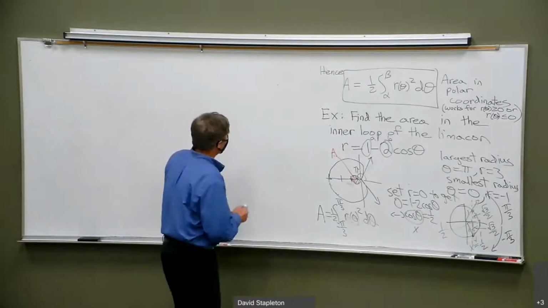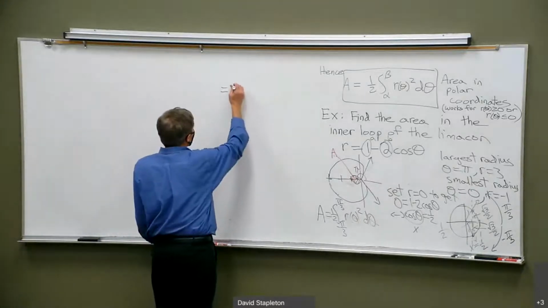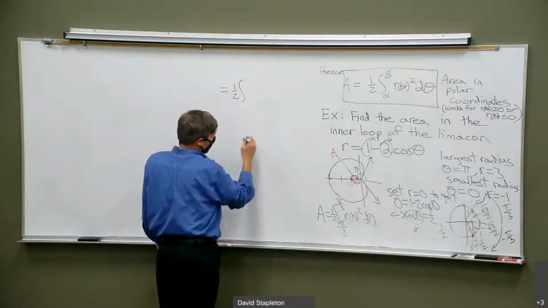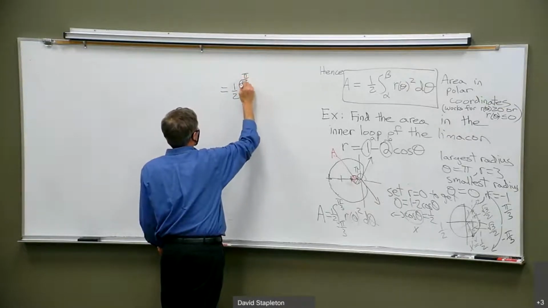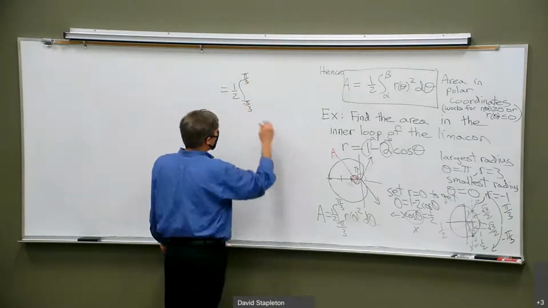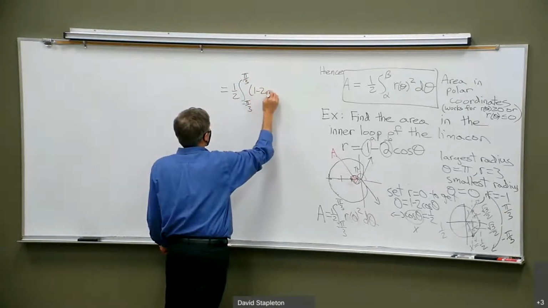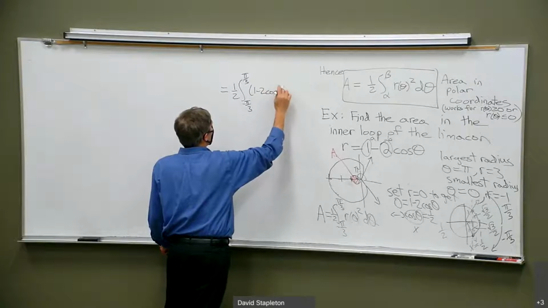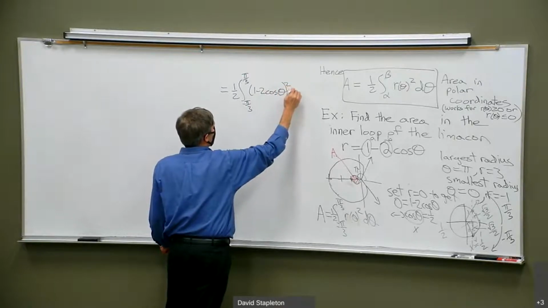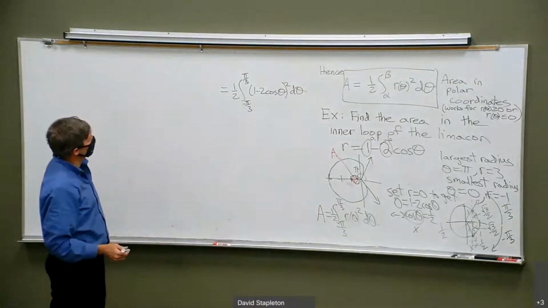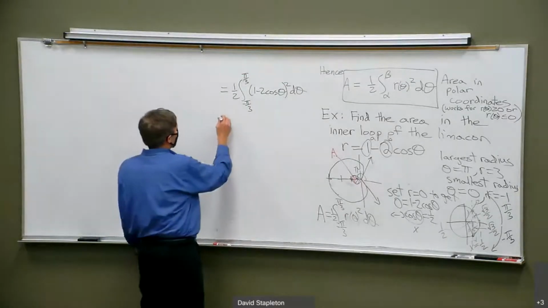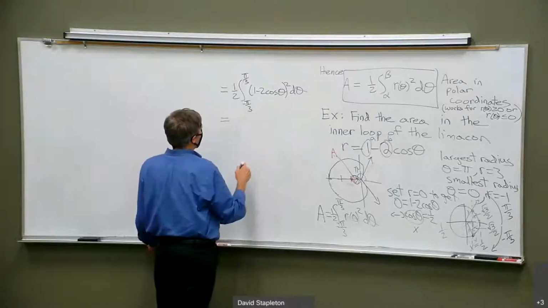All right, now this is equal to 1/2 the integral from minus pi over 3 to pi over 3 of (1 minus 2 cosine theta) squared d theta, r theta squared. And we just have to be able to evaluate that. We talked about a problem like this last time.